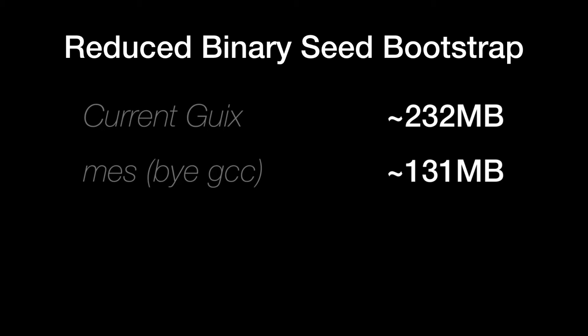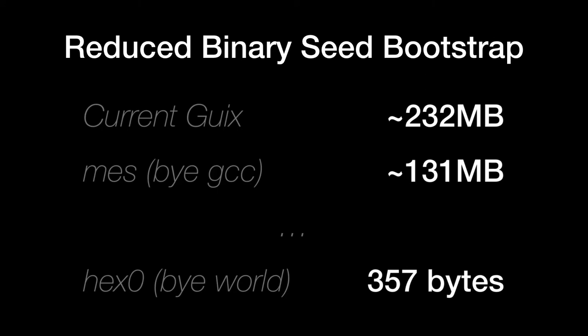Janneke's work has been recently funded by NLnet, and will go on to eliminate coreutils, Guile, and eventually itself with a C subset transpiler. Even more exciting is the work being pursued by Orians on Hex0, a 357-byte, heavily commented, self-hosting hex assembler that will eventually be used as the only trusted binary. The holy grail for bootstrappability will be connecting Hex0 to Mes.